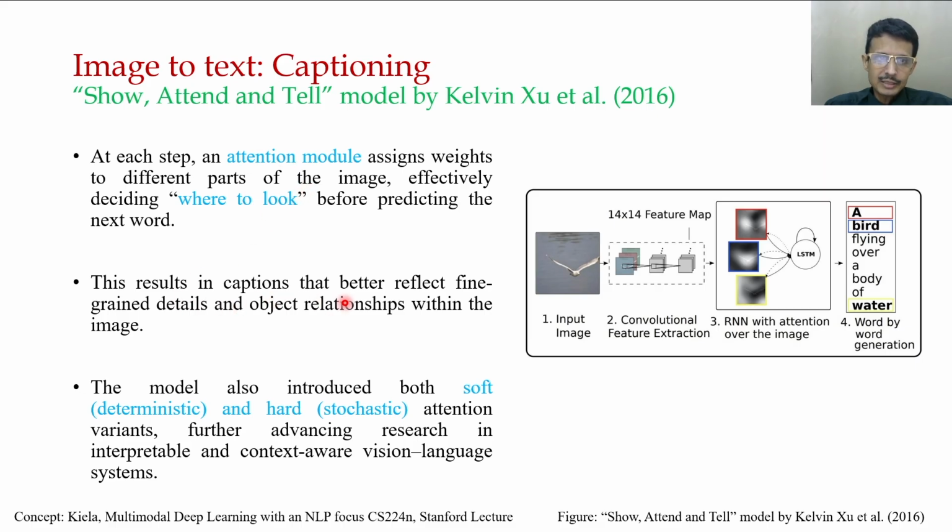This results in captions that better reflect the fine-grained details and object relationships within the image. The model also introduced both soft deterministic and hard stochastic attention variants, further advancing research in interpretable and context-aware visual-language systems. So this is a very important work for image to text, or image captioning.